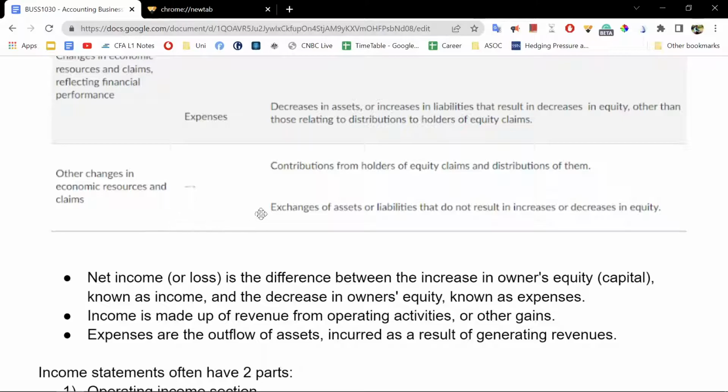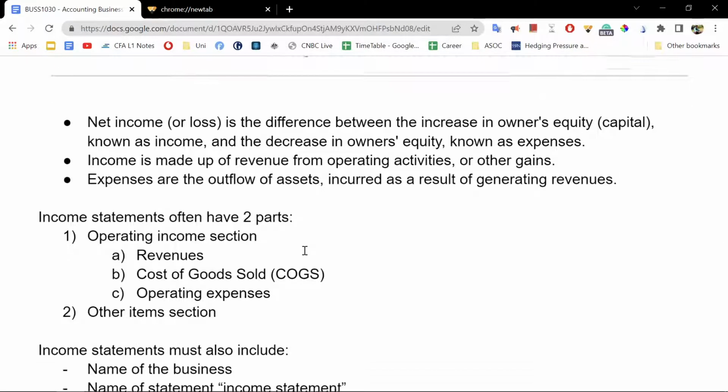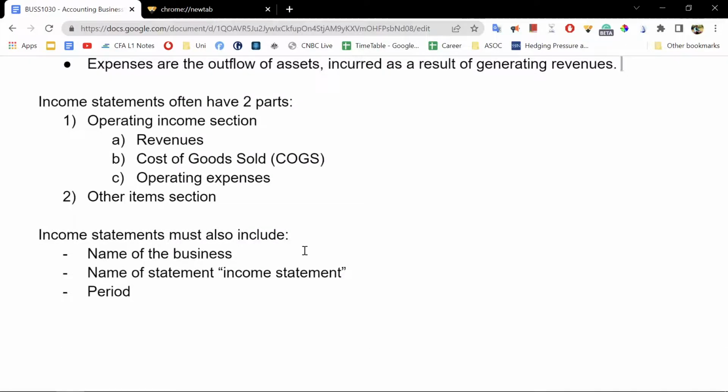Other changes in economic resources: contributions from holders of equity claims, injections of cash into the company's balance sheet by owners, for example. So net income or net loss is the difference between the increases in the owner's equity, known as income, and the decreases in owner's equity, known as expenses. Income is made up of revenues from operating activities or other gains, and expenses are the outflow of assets incurred as a result of generating revenue. So it's quite straightforward. Income statements often have two parts: an operating income section, which includes revenues, cost of goods sold, and operating expenses, as well as an other items section.